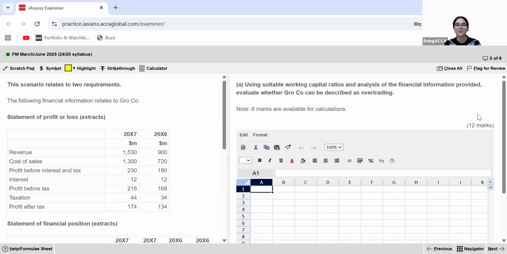So for this, before we even read the question, we'll just have to quickly revise the concept of overtrading. So Ishika, do you remember how we define overtrading, or when do we say a company is overtrading? No?